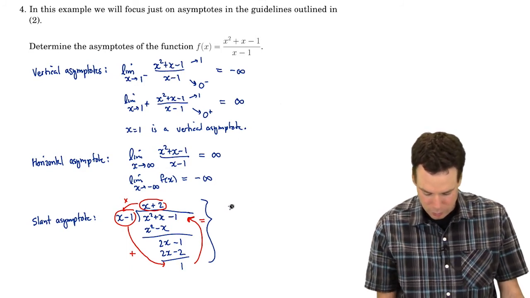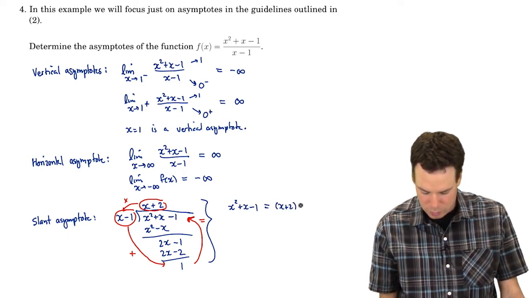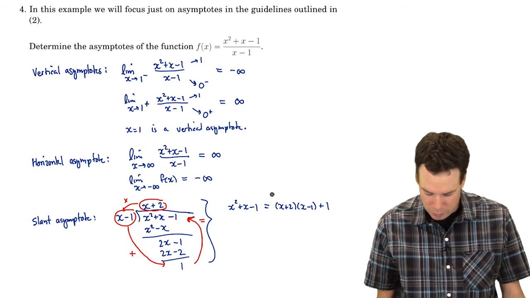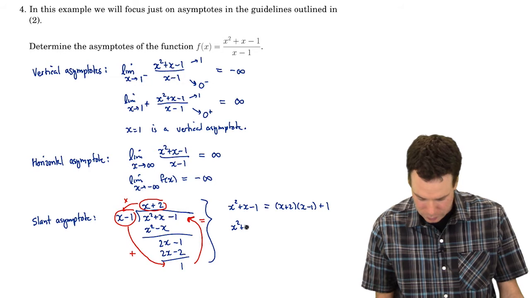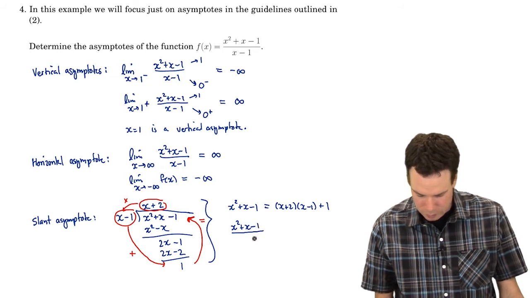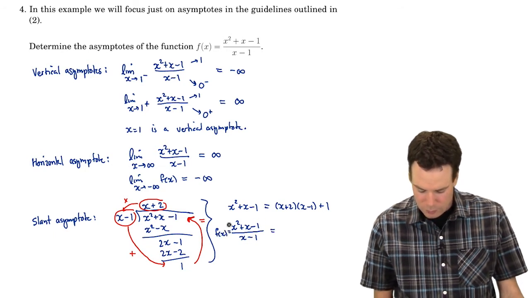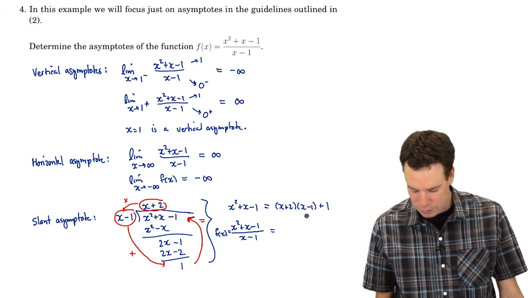It says that what's under the division bar, x squared plus x minus 1, is equal to x plus 2 times x minus 1 plus our remainder. Why is that useful? Well, notice that this is the numerator of our expression. So what we have is x squared plus x minus 1 divided by x minus 1. That's now our function that we're interested in. I've rewritten the numerator to see how many times the denominator goes into it and what's left over.